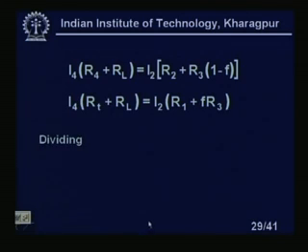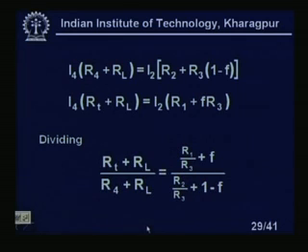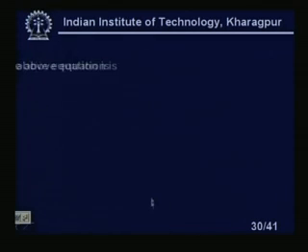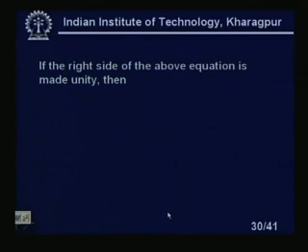If I take the ratios, (RT plus RL) over (R4 plus RL) equals R1 over R3 plus R2 over R3 times (1 minus F)... sorry. If the right side of the above equation is made unity, then obviously I will get RT equal to R4. If the right side of the equation is unity, RT equals R4.